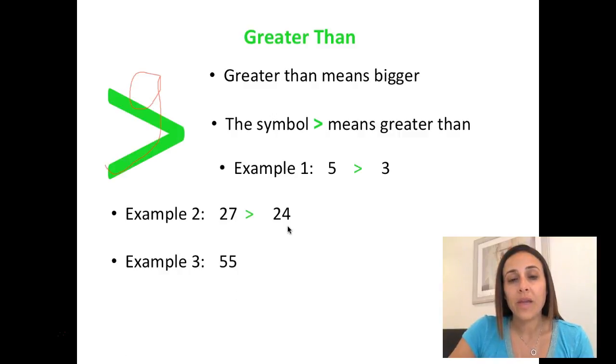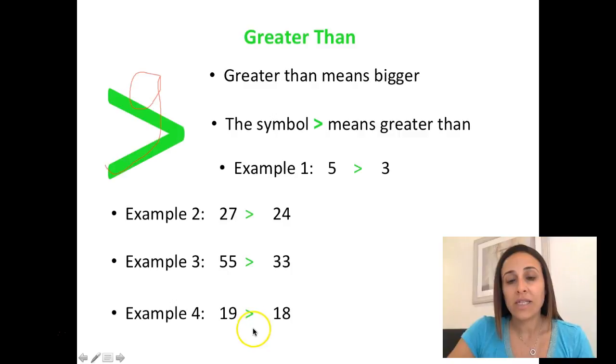Example 3. 55 is greater than 33. And example 4. 19 is greater than 18. You can see in all these examples that the larger number is on the left-hand side and the smaller number is on the right-hand side of the symbol.